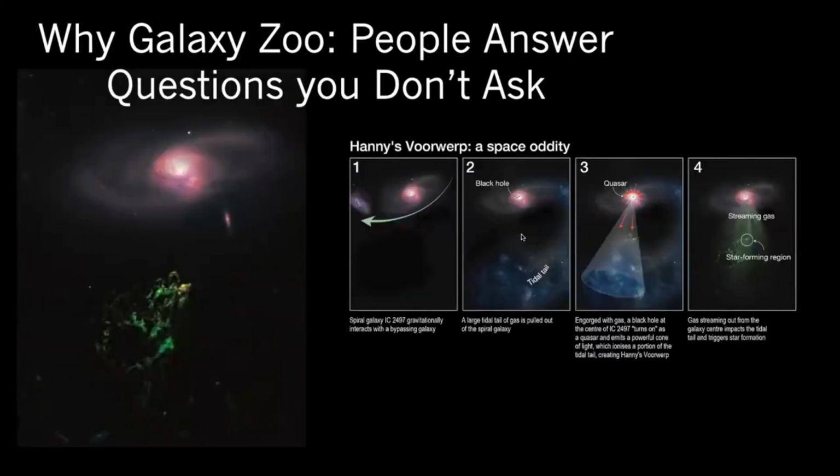Moving on to other reasons why we'd like to keep doing Galaxy Zoo: people ask questions you don't ask. The most famous example of that in Galaxy Zoo is something called Hanny's voorwerp. Hanny van Arkel was a Dutch school teacher who was involved in the early days of the project as a volunteer. Voorwerp means thingy in Dutch.